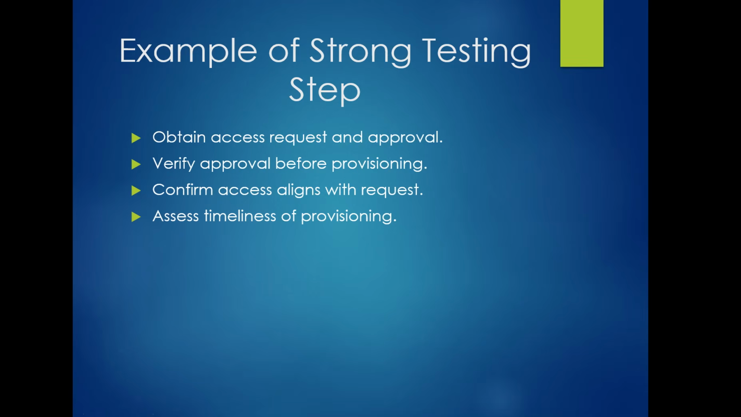Now let's look at an example of a very strong testing step. For example, when you're testing user access provision, these are very good examples of the testing steps. Obtain access request and approval. Verify that the approval occurred before provisioning. Confirm that the access requested aligns with the approved request. Ensure and assess the timeliness of the provision. Each of these steps is directly supporting the control objective, and it is clearly stated what you are testing.